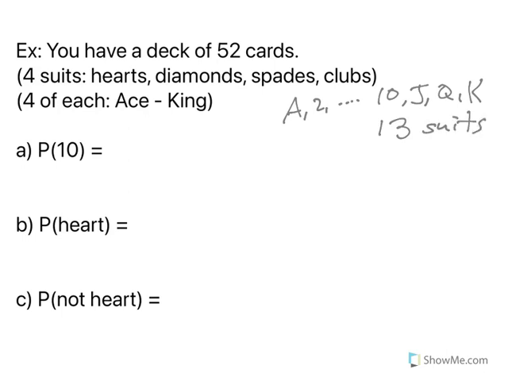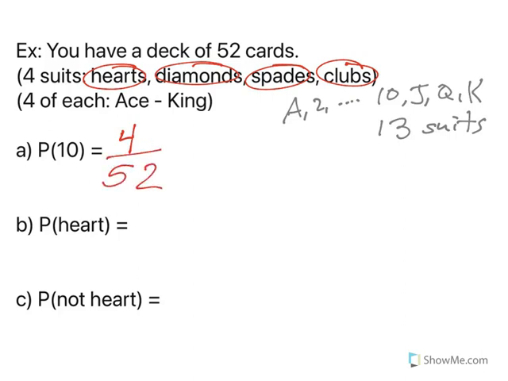Letter A, what is the probability of pulling a 10 randomly out of this deck of cards? You have a 10 of hearts, a 10 of diamonds, a 10 of spades, and a 10 of clubs. So there are 4 tens in the entire deck, and there are 52 cards total. That reduces to 1 out of 13. To make this make sense, if there are 13 cards of each suit, and one of those 13 is a 10, then each suit gives 1 out of 13.